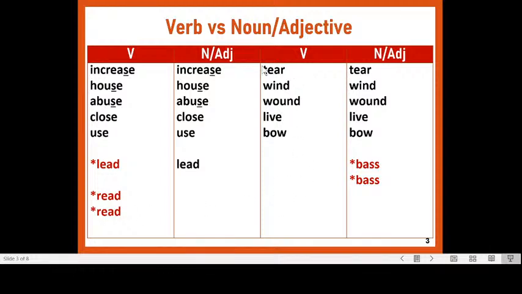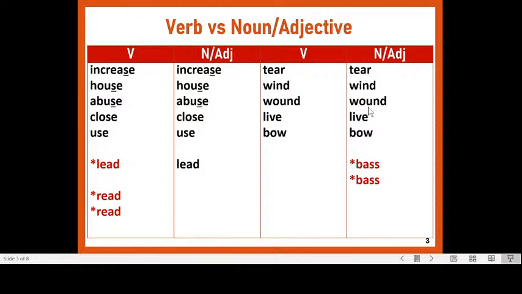Okay, I have more words that have two pronunciations. The word tear. Tear, when you tear a piece of paper and throw it away in the trash. And tear. Tear, she's crying, and her tears are falling down. The verb wind, like I'm winding my watch. And wind, the wind is blowing. Wound, past tense of wind.